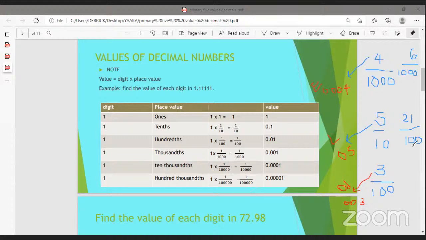Who is handling 21 out of 100? Me. Yeah, give me the answer. 0.021. 0.021. Okay. This was Shalom Shamad. Shalom, okay.